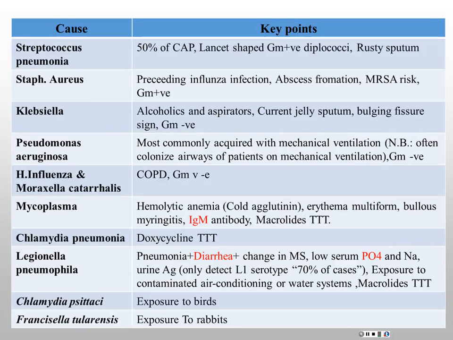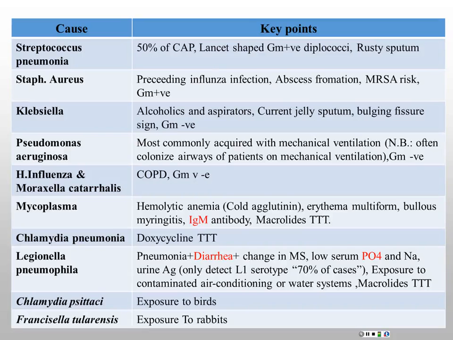Klebsiella, the classic example, they will give you a chronic alcohol user, and he has a history of aspiration. Currant jelly sputum and bulging fissure sign are the classic signs described with Klebsiella pneumonia. We may not see them now, but still these are buzzwords for the boards, especially with Klebsiella.